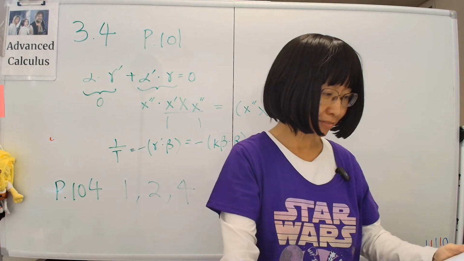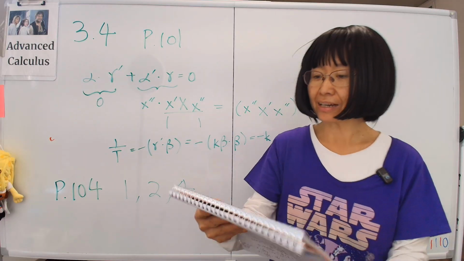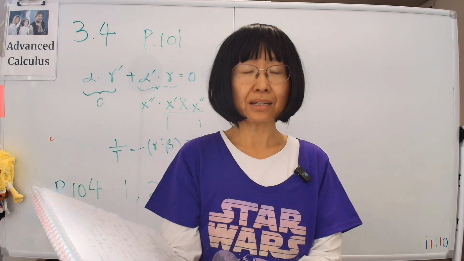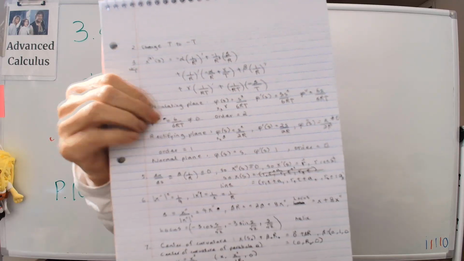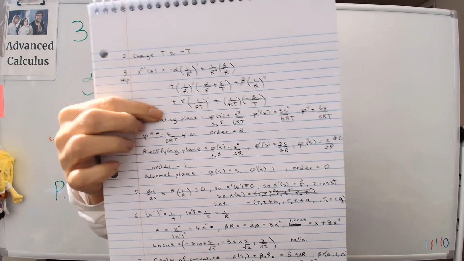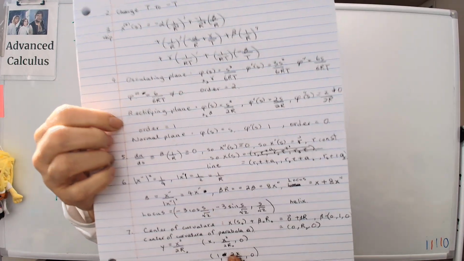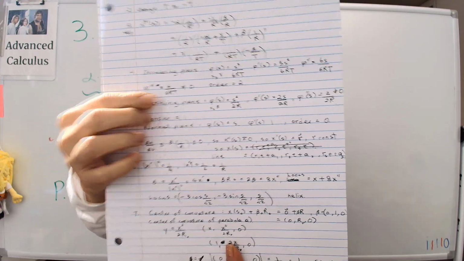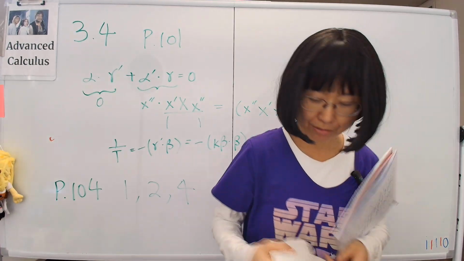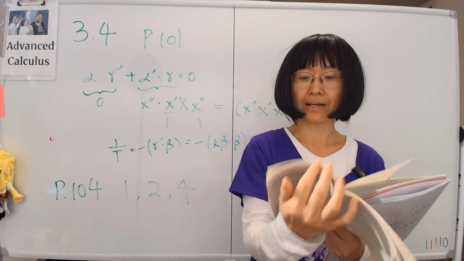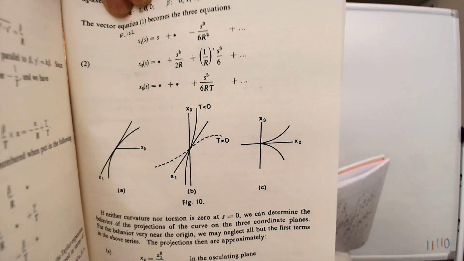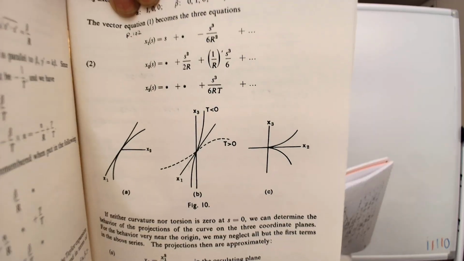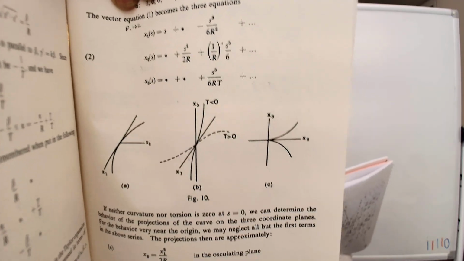Let's see, and let me confirm this. Yeah, I think I got it right. The contact order is just the highest derivative that becomes 0. In this case, it is the second derivative, therefore the order is 2. Similarly, for the rectifying plane, the distance formula phi of s is s squared over 2r. Again, that comes from the equation here, the first one. Now the equation has more than one term, but we don't care about anything following because then s is an even higher power, so they will just go to 0 anyway when you take the derivative. It's the first one that matters.